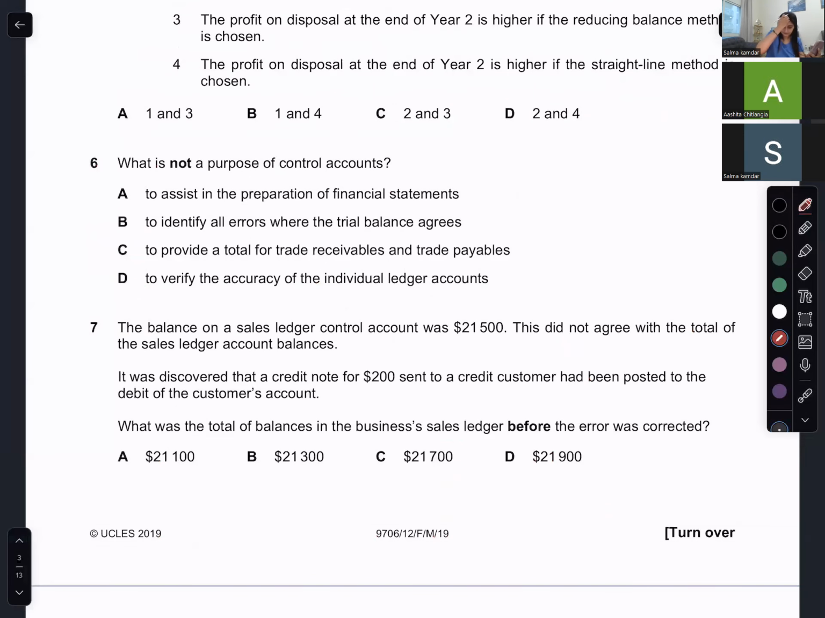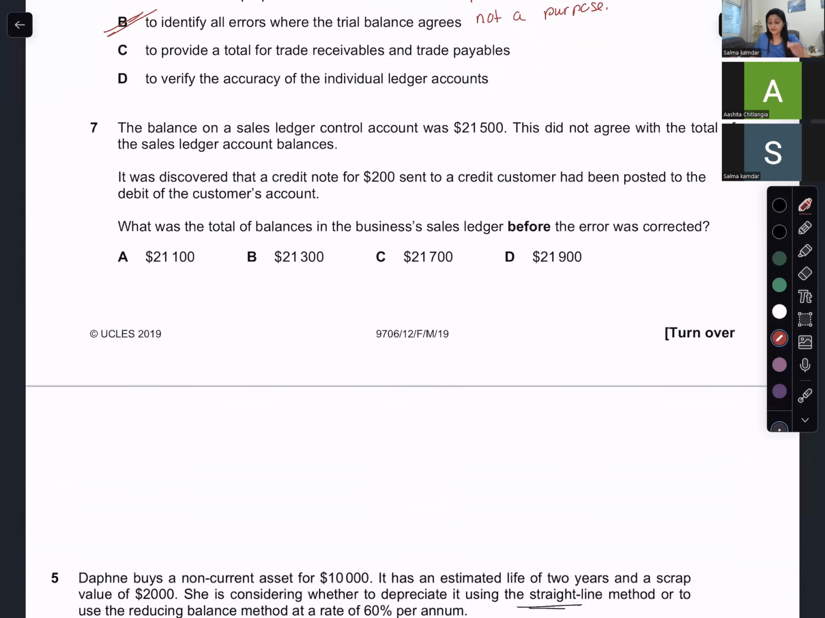What is not a purpose of control accounts? To assist in the preparation of final accounts. Wrong, this is a purpose. To identify all errors where the trial balance agrees. Yeah, this is not a purpose. This is also not a purpose. Suspense account does this. Okay, so this is option B. Go to the next one.